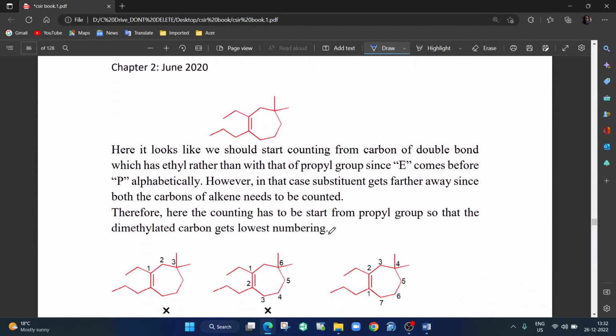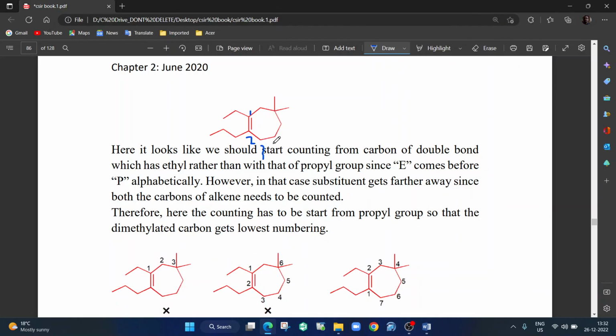Now, let us look at our question. It looks like this should get preference, because it is ethyl and this is propyl, but it is not just about the disubstitution. We have to look at the substitution on the ring, that is very important. That should get lower numbering. If I give the numbering according to the substituent, because ethyl gets more preference over propyl, then the numbering gets very high.